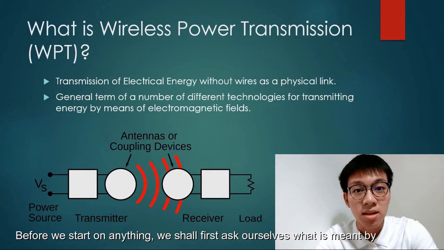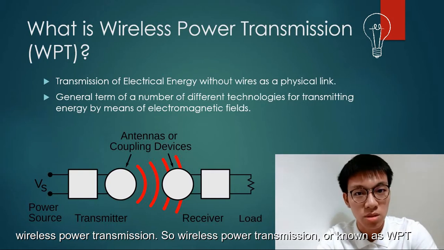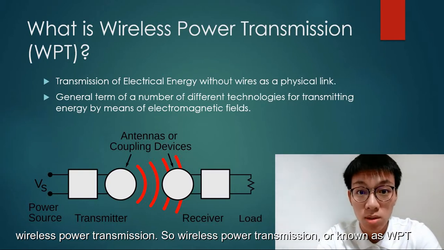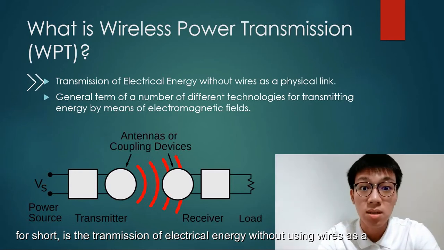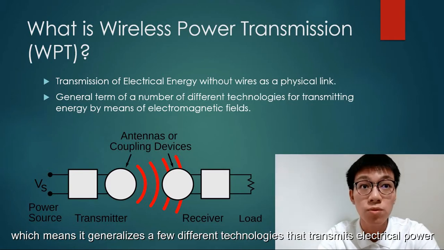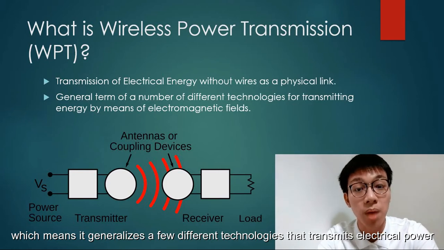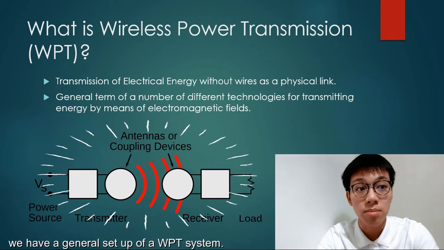Before we start on anything, we shall first ask ourselves what is meant by wireless power transmission. Wireless power transmission, or WPT for short, is a transmission of electrical energy without using wires as a physical link, and it is a general term for a number of different technologies that transmit electrical power by means of electromagnetic fields. As you can see on the screen here, we have a general setup of a WPT system.